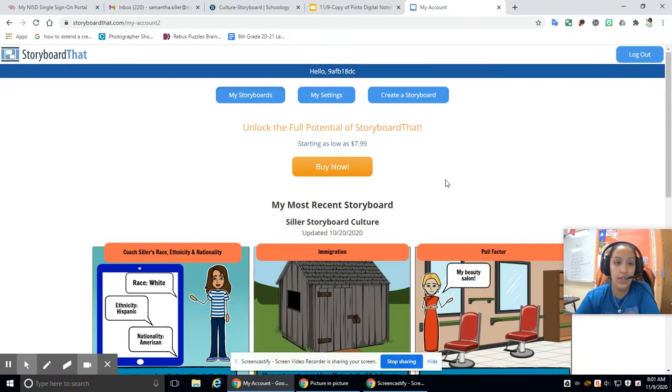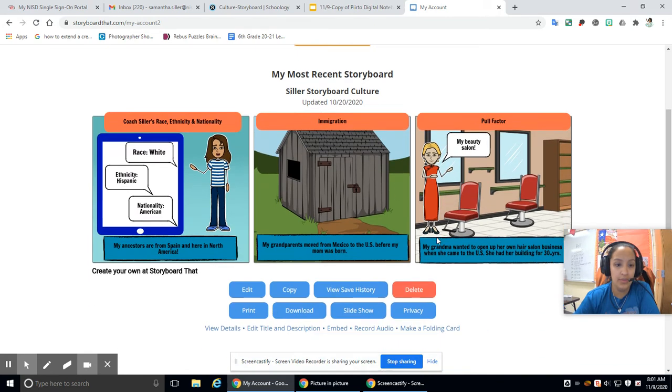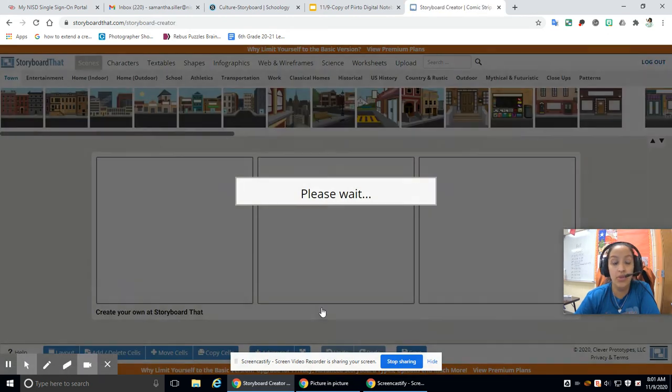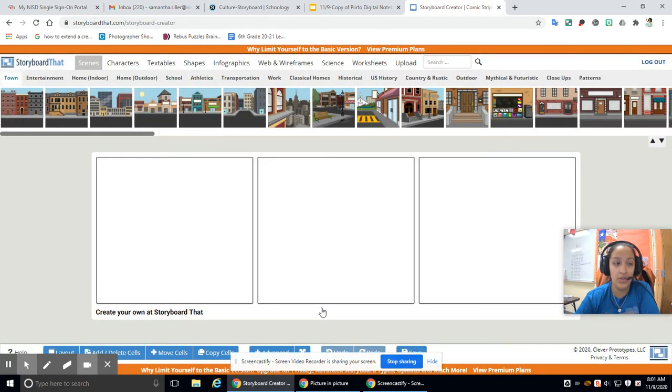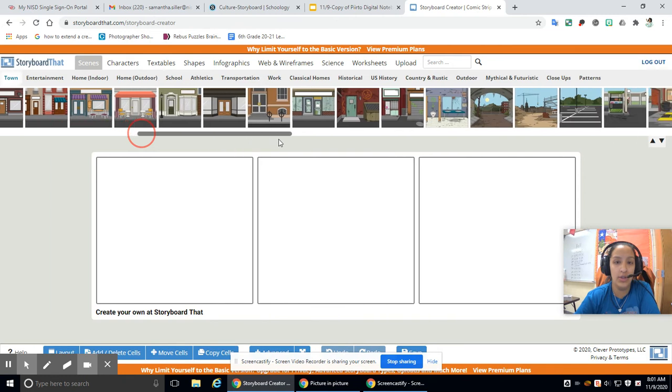Alrighty, so make sure you click on the free one, and this is what my culture board looked like. Okay, so let's create a new storyboard. There are so many cool features on here. I recommend you join my Zoom meeting if you're having a hard time with this, because it's cool. So you're going to pick your scene, any scene you want. They have many types of scenes on here, so you can pick whatever you'd like to help you get started.